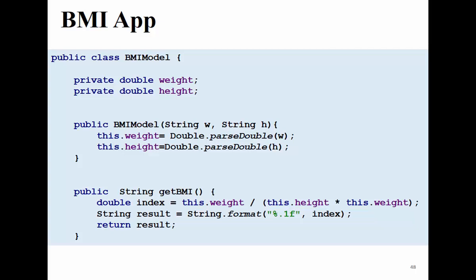And we have one method, the behavior of this BMI model. So these are the attributes, and this is one of the behaviors. What is the behavior of this new data type that I create? I have a public method that returns a string, getBMI. It does some calculation and returns the result to the user. So this is an example of creating a new data type using a class. Java allows you to create your own data type. Any questions?